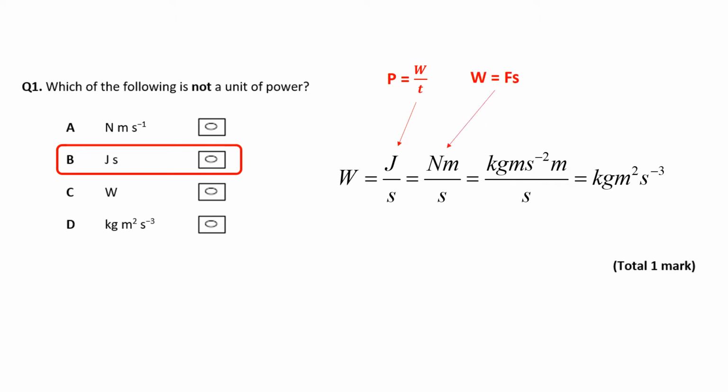So you can see option A is a unit of power, and we should know that a Newton is a kilogram meters per second squared, just using F equals ma. And so we can see that option D is also a unit of power, and the only one we haven't seen so far is option B. And for those of you interested, this is actually the unit of Planck's constant once you get to that.